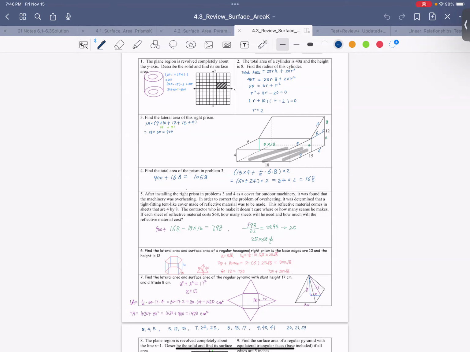Okay, let's start this class. We start the 3D geometry surface area calculation, okay?